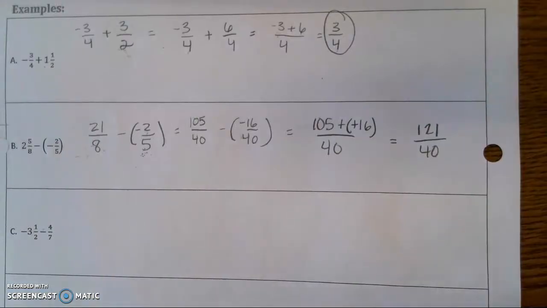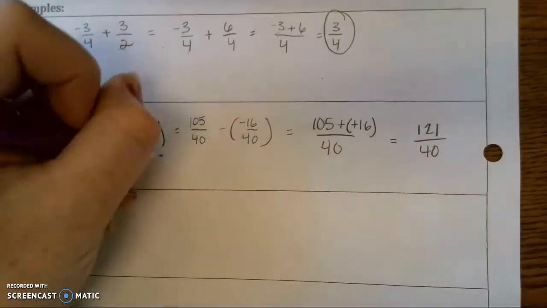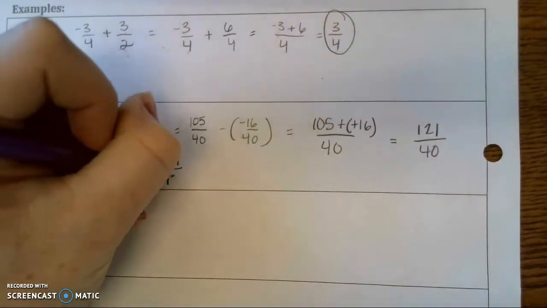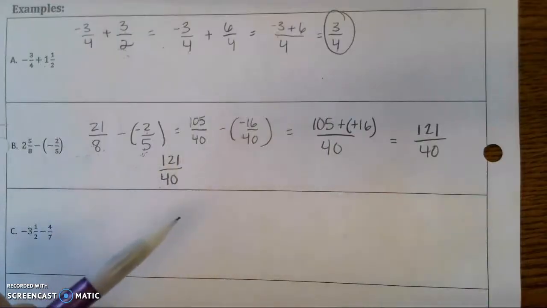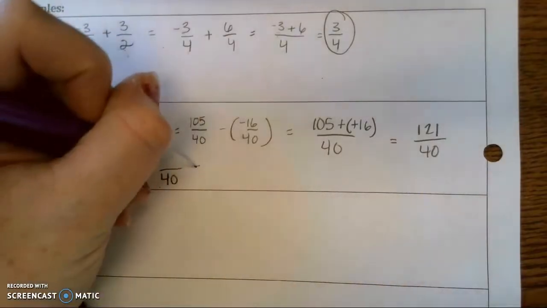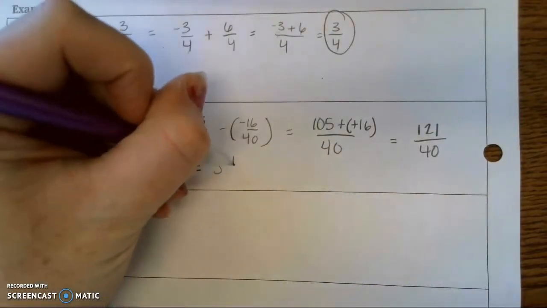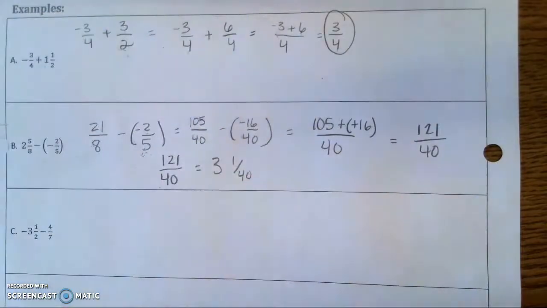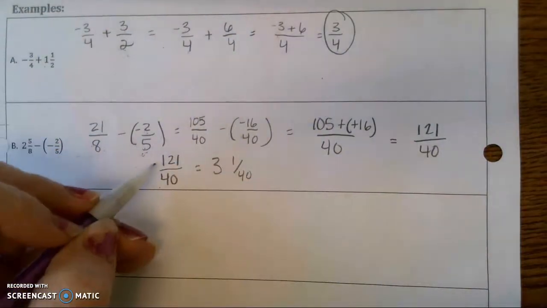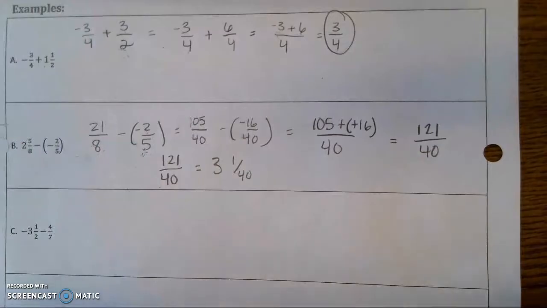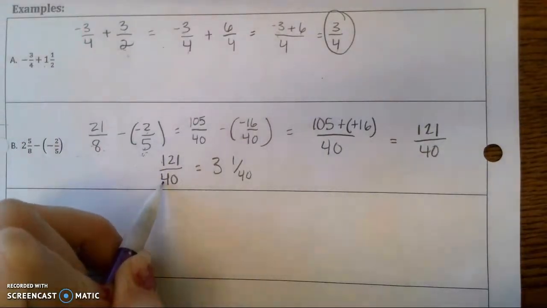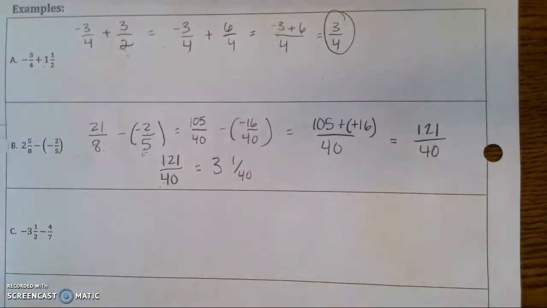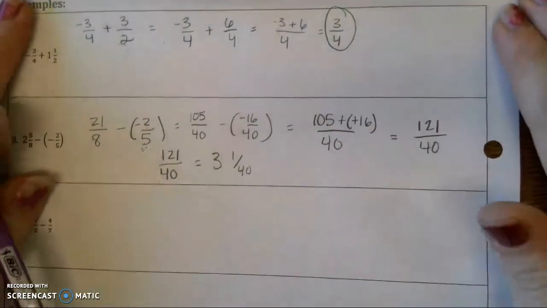Okay, now we can take this and convert it back to a mixed number. If we do that, you're going to divide the numerator by the denominator using long division. For the sake of time, I'm just going to do it for you. 3 1/40 would be our answer. But once again, set it up as long division, and that way you can see exactly how many times 40 goes into 121, and then what your remainder would be.